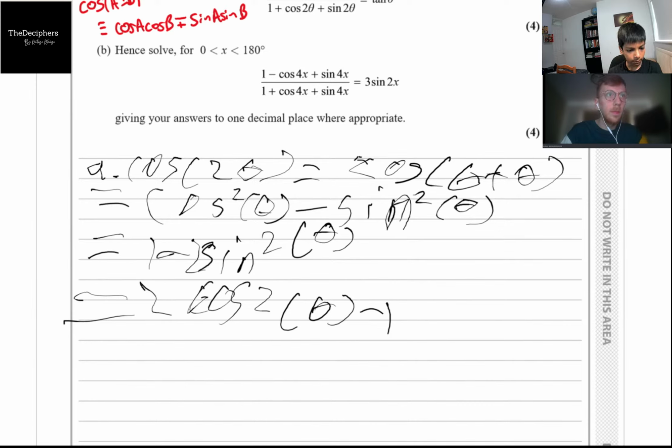Because if we look at this equation, then sine squared is also 1 minus cos squared, so yeah, we end up with cos squared minus 1 minus cos squared, which is 2 cos squared minus the 1. Yeah, good. Okay, and what about for sine 2 theta?